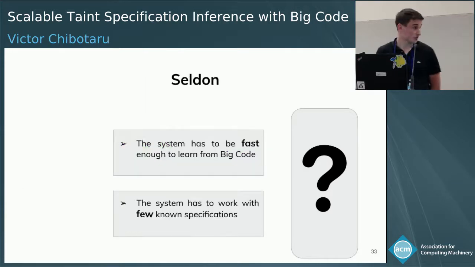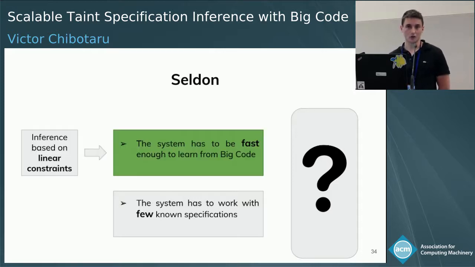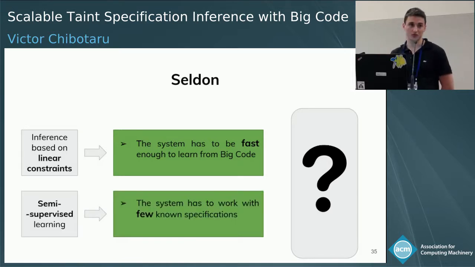So yeah, this is the story of how our system called Seldon came to be. The key insight of Seldon is a novel inference algorithm based on linear constraints that makes it fast enough to work with big code. And now, since we can process huge amounts of training data, we can slightly lower the requirement on how much labeled data we need. So this enables us to use semi-supervised learning to infer new candidates.